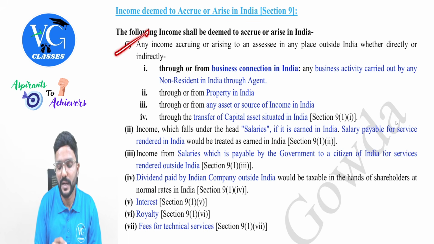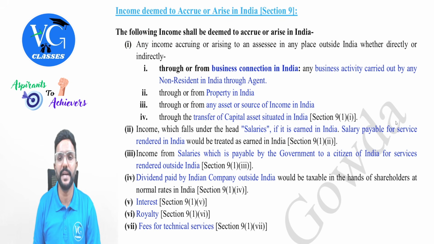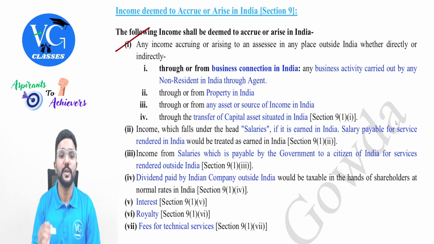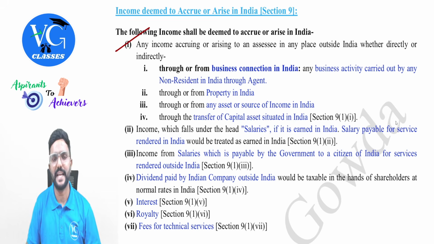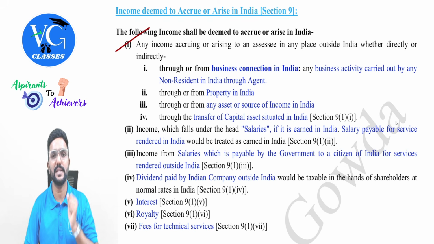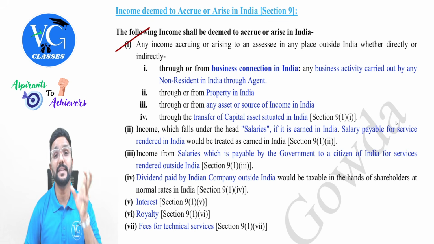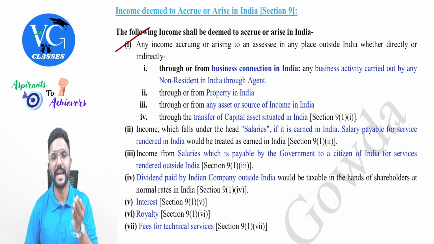Any income accruing or arising to an assessee in any place outside India, whether directly or indirectly, through or from a business connection in India. Sir, what is business connection? If any non-resident is carrying on any business activity in India through an agent, whatever they are earning from a business activity carried on by them through an agent in India is considered to be income deemed to accrue or arise in India, and it is always taxable.